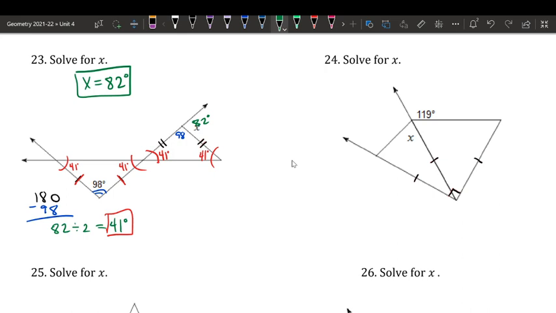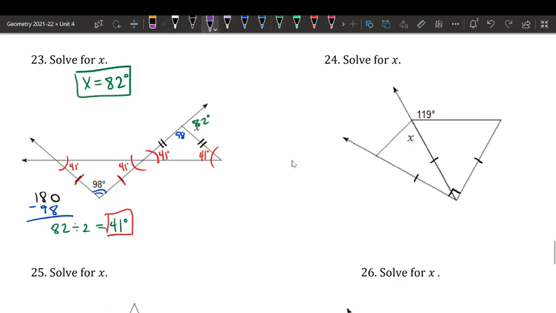Alright, so then I'm looking at number 24. Similar type problem. I start with 119. That's all I have really to start with. And I'm trying to find out what x is. It's in the other triangle.